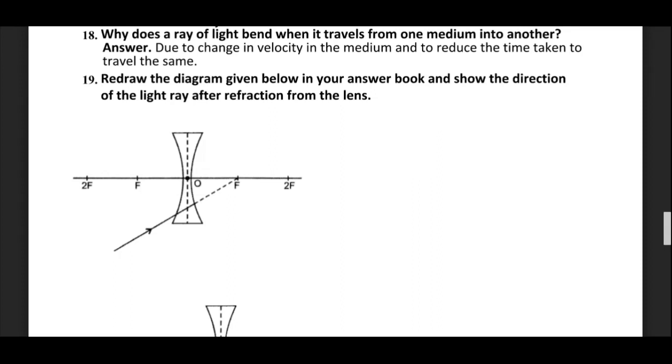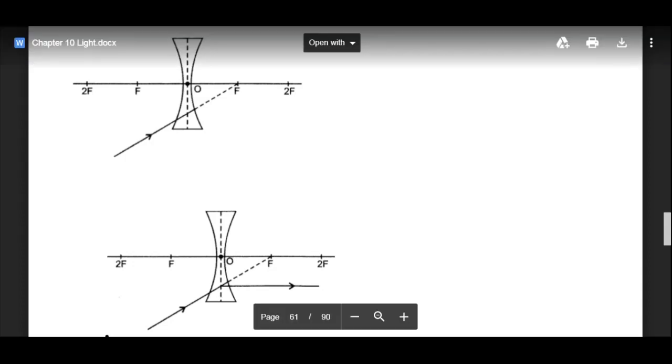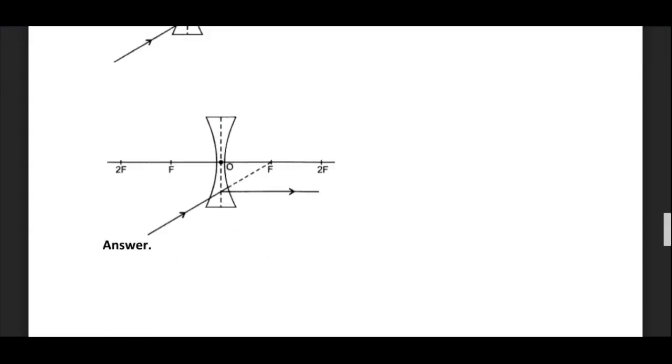Okay. Next is, redraw the ray diagram given below in your answer book and show the direction. So this is again very easy. So it will go like this and will pass through the focus, as you can see. So it will be parallel to the principal axis, right, in this way.